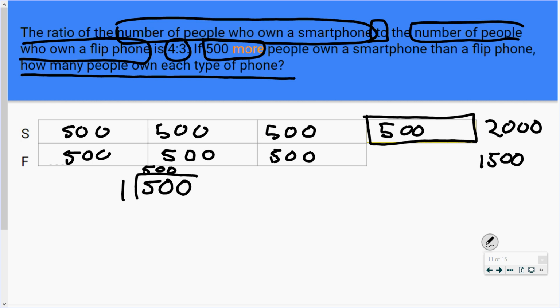So how would we answer this? In a complete sentence, how would we answer how many people own each type of phone? There are 2,000 people that own smartphones and 1,500 people that own flip phones. Yep, that's correct. So the answer would be there are 2,000 people that own smartphones and 1,500 people own flip phones. That would be your complete sentence answer for the question. Any questions? Good job, Kate.